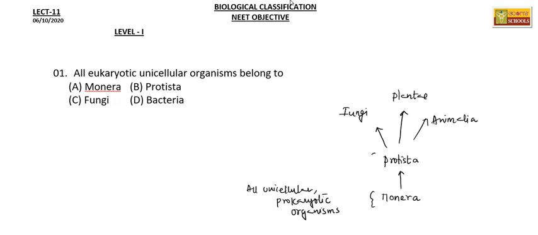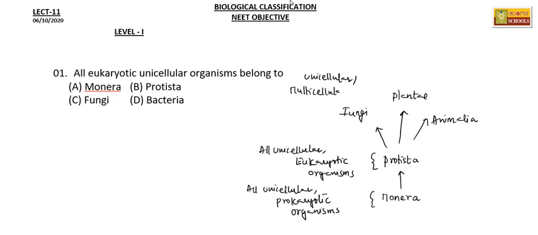While coming to Protista, this includes all unicellular eukaryotic organisms. So all eukaryotic and unicellular organisms were included under the kingdom Protista. Coming to fungi, it will include unicellular, but the majority of them are multicellular. So we find unicellular or multicellular eukaryotic organisms.